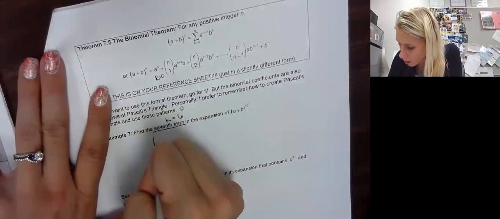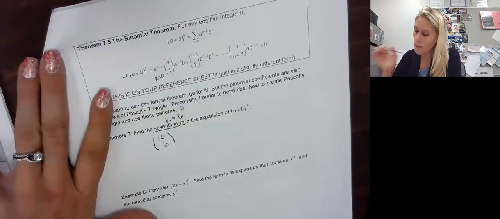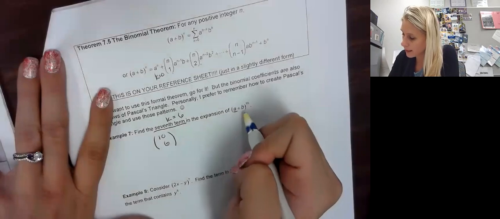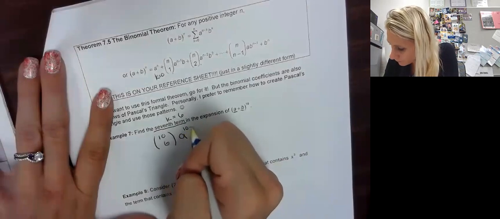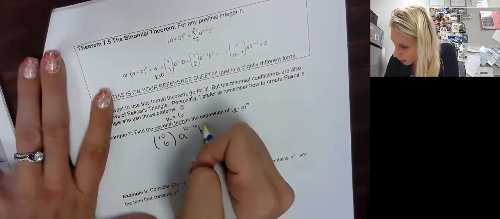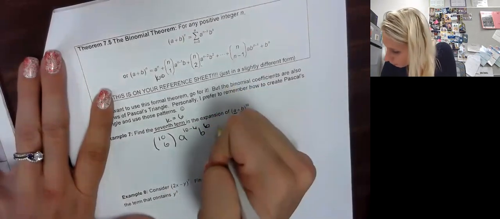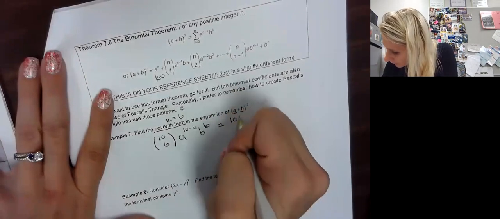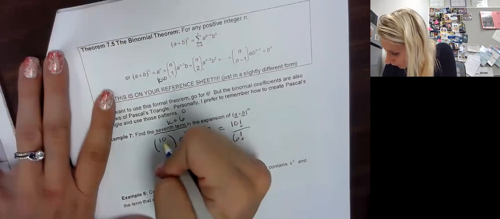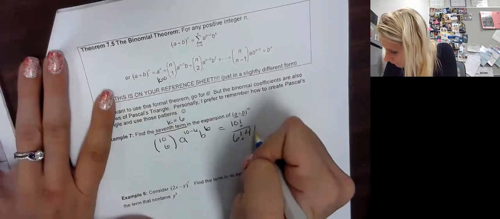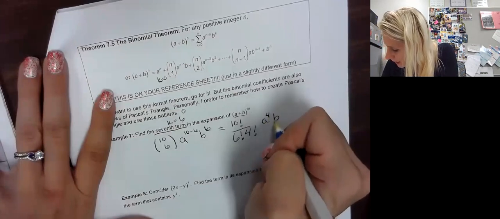So when I write this out, I get 10 over 6, and then I have to remember my a and my b. My a will always be your n minus k, and your b will always be k, which in this case is 6. Okay, so right here our coefficient would be 10 factorial over 6 factorial. Subtract them, right? 10 minus 6 is 4 factorial. Then we have a to the 4th, b to the 6th.